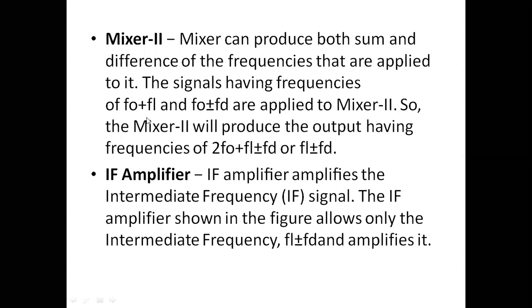And it can generate sum and difference. Sum is 2 f naught plus fL plus or minus fd, and difference is, f naught cancels, that is fL plus or minus fd. This is the sum signal, this is the difference.